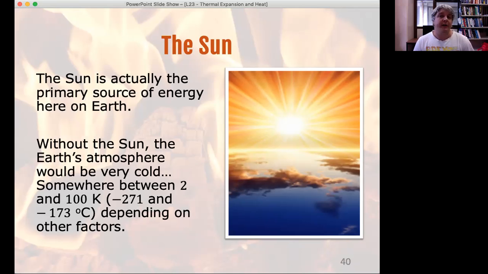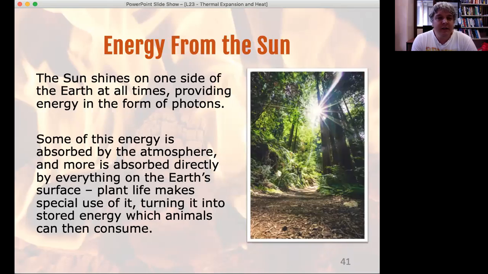So the sun is providing all the energy that enables us and life on Earth to exist. The sun shines on one side of Earth at all times, only ever one side, because the other side is facing away from the sun. It provides energy in the form of photons. Some of them are absorbed by the atmosphere. Some of them travel through the atmosphere and collide with things on the Earth's surface, like plants and the ground.